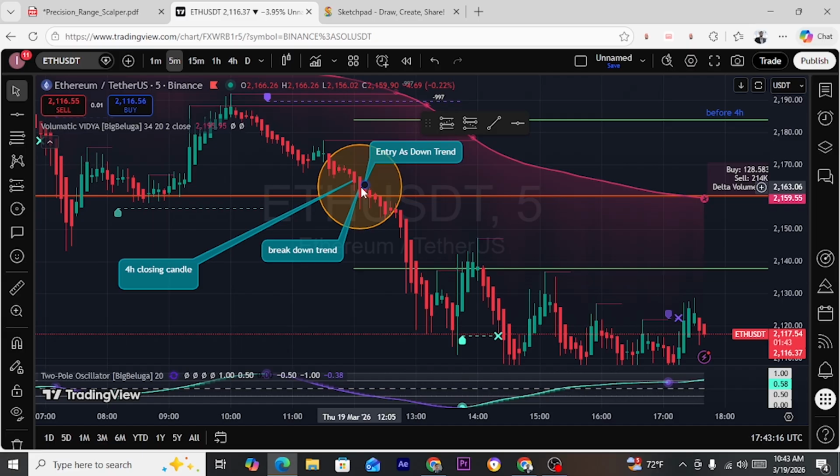The candle breaking that line. That means this could be the downtrend. Okay, we don't know this market, but we only know this is breaking. So what can we do? What will be the entry? So we have to wait for the retry.